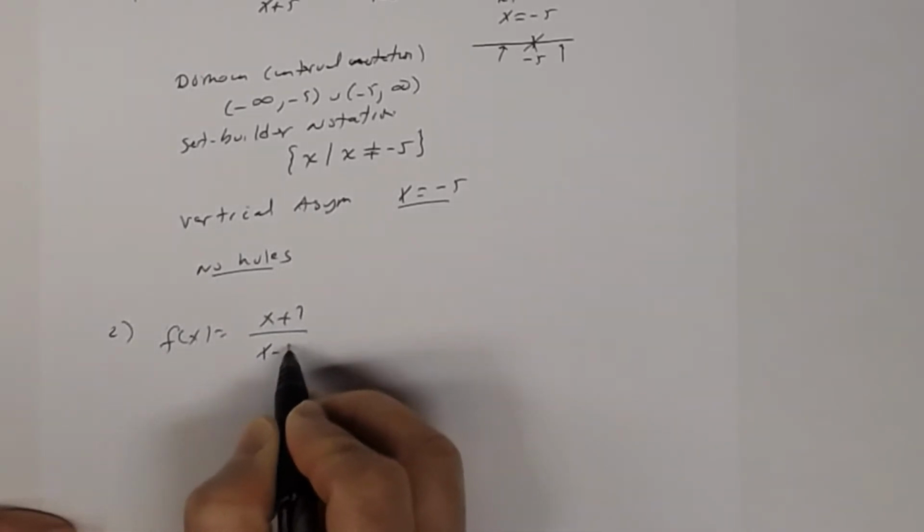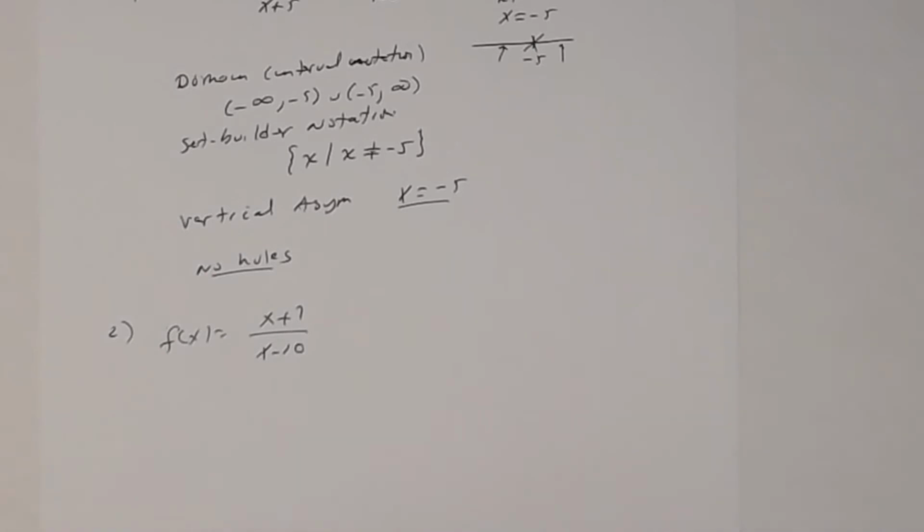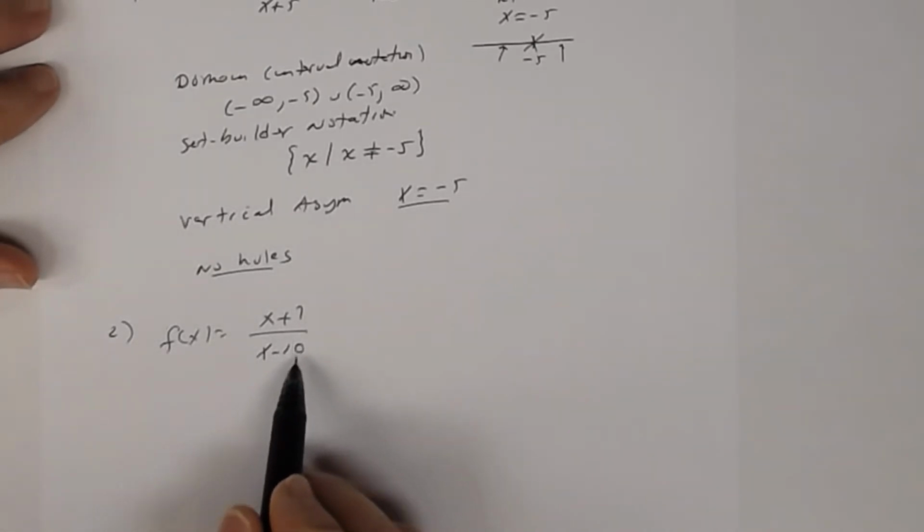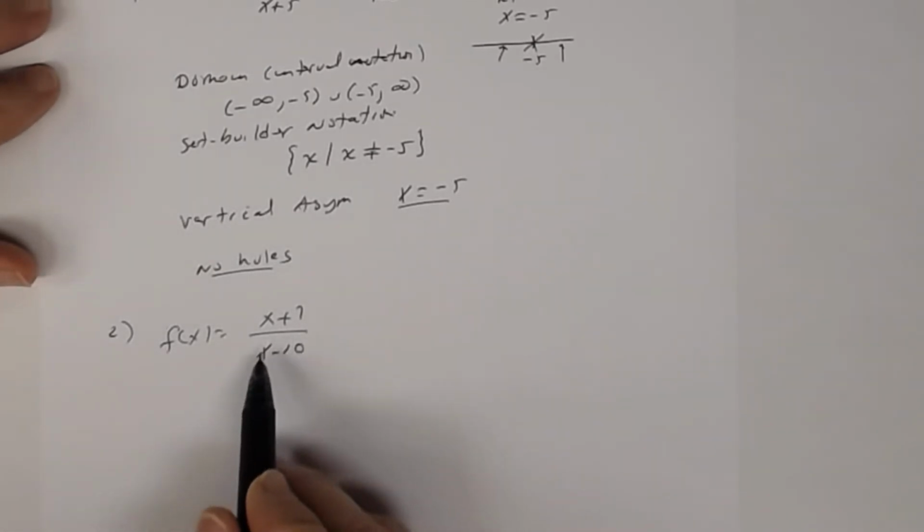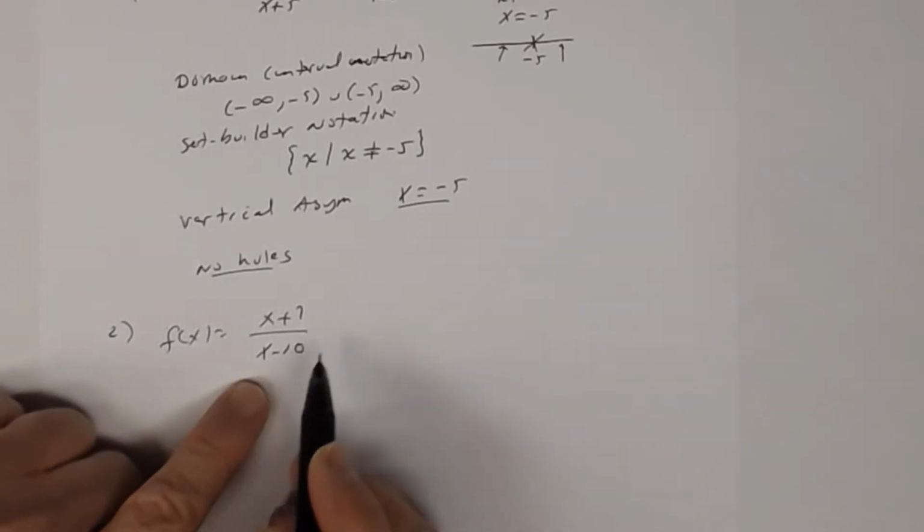Divided by x minus 10. All right, so x plus 7 divided by x minus 10. And again, you want to find the domain in both interval notation and set builder notation. Just like we did before, to find the domain, you look at the denominator. There's just one factor here, x minus 10.